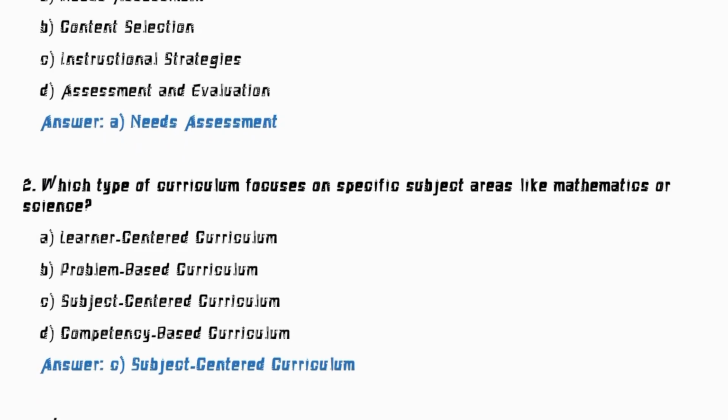Question number 2. Which type of curriculum focuses on specific subject areas like mathematics or science? Option A, learner-centered curriculum. Option B, problem-based curriculum. Option C, subject-centered curriculum. Option D, competency-based curriculum. And the correct option is option C, subject-centered curriculum.